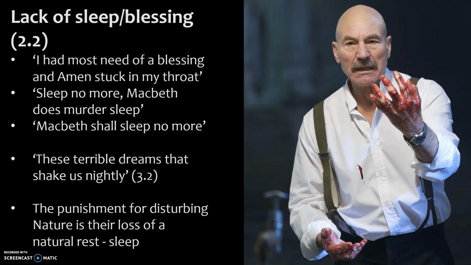He then goes on to talk as well, he feels really upset. He says, "Sleep no more, Macbeth does murder sleep," and then shortly after that he goes, "Macbeth shall sleep no more." I'm going to move on to the next point down, where he talks to his wife later on in Act 3, Scene 2 about these terrible dreams that shake us nightly, almost like they're being plagued and overrun with nightmares. That means they haven't slept since the murder of the king. And I put at the bottom there my explanation for this, and the words I think you would want to use: it's almost like this is their punishment for disturbing nature, their loss of natural rest, sleep.